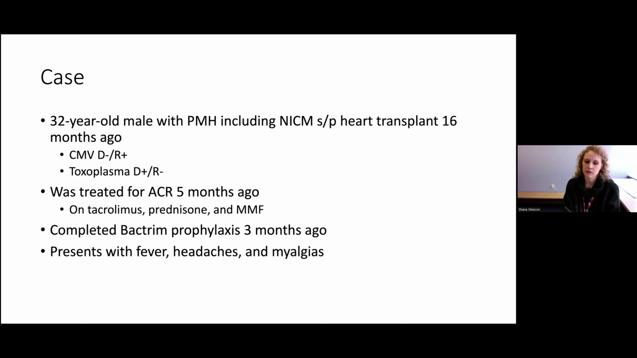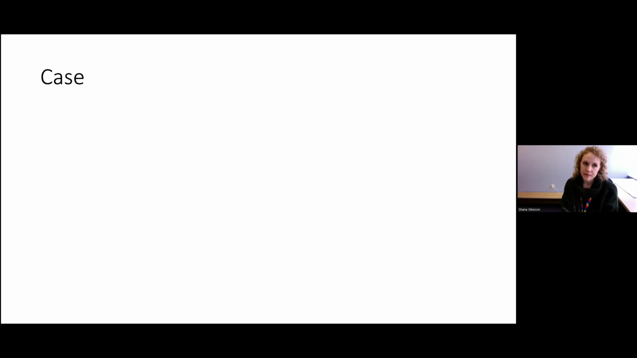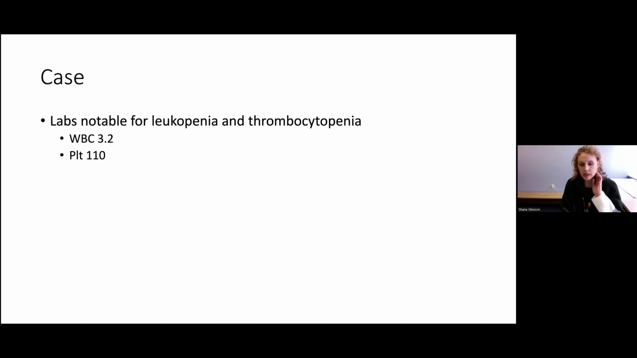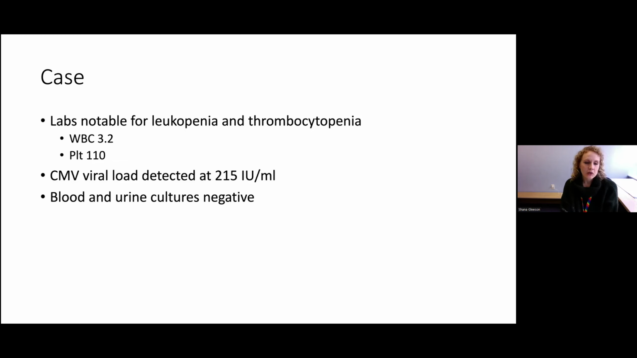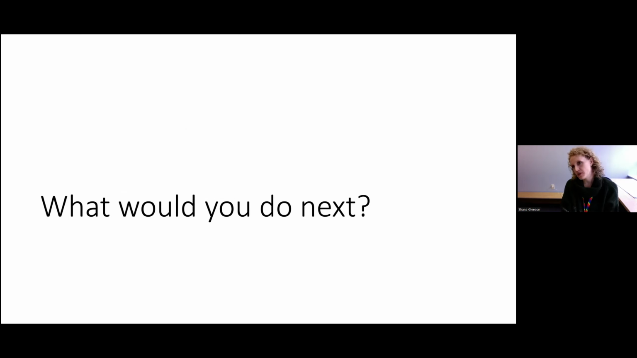Then he comes in with high fevers, headaches, myalgias, feeling really crummy, kind of non-specific symptoms. His labs show a mild leukopenia, mild thrombocytopenia, and a very mild CMV viremia at 215. Blood and urine cultures are negative. He gets a pan scan that doesn't really show much of anything, and he's still having fevers on antibiotics. So the question is, what would you do next? Or are there any particular things that you're worried about in this patient that you want to test him for or treat him for? Any thoughts?